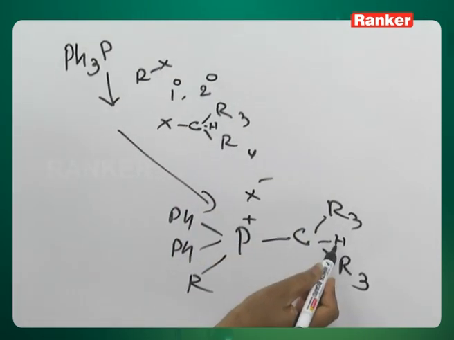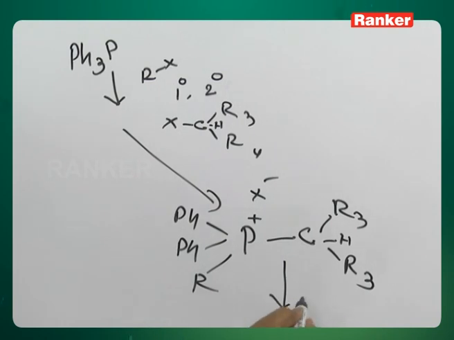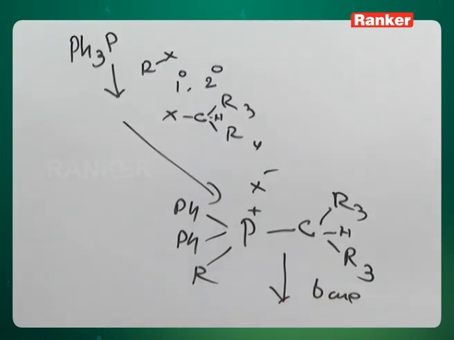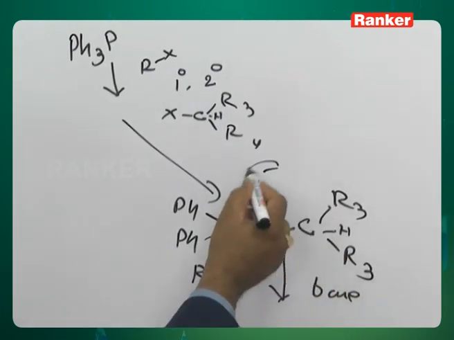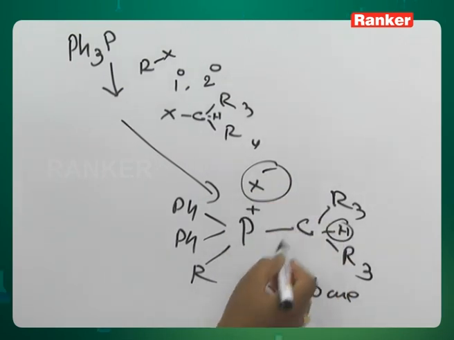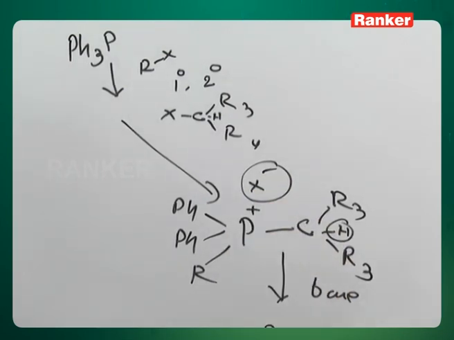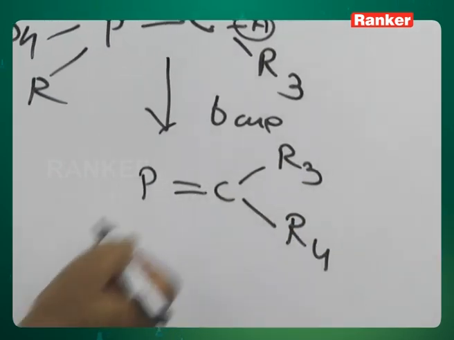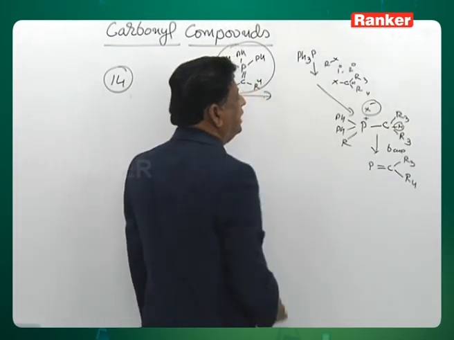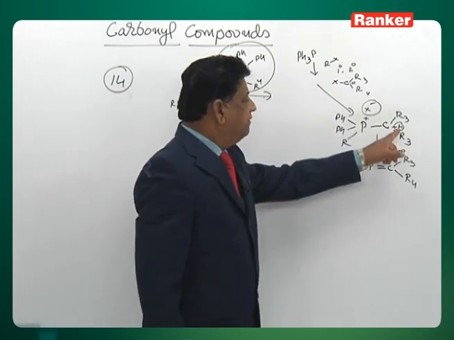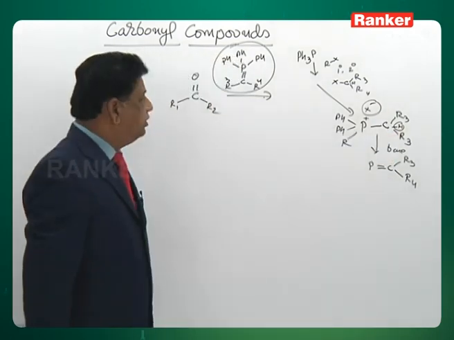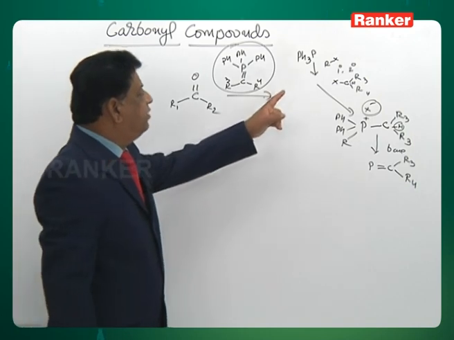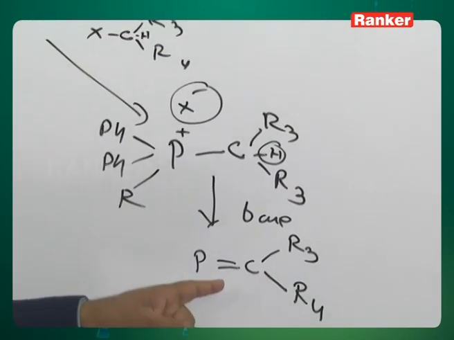This X minus and H plus will be removed in the presence of a strong base. So elimination of this X and H will give a double bond formation. For this carbon containing R3 R4, 2 R's should be there so that the hydrogen can be eliminated. If all are alkyls, this hydrogen cannot be eliminated. So what type of alkyl halides are useful? Only 1 degree and 2 degree.